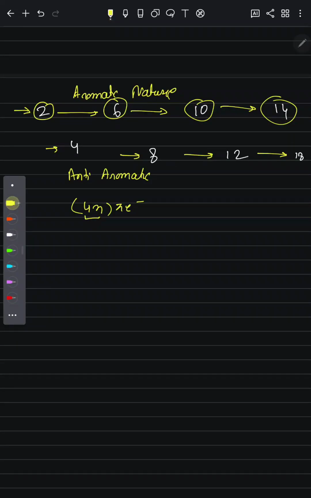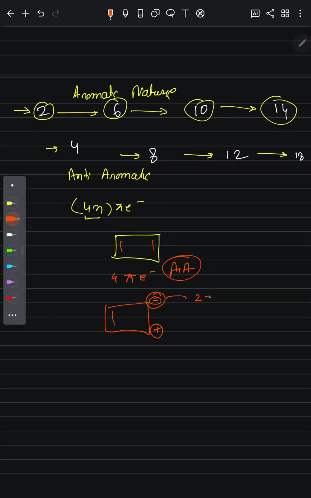There are some examples of anti-aromatic compounds. Some examples are just like this. This has 4 pi electrons, so it is an anti-aromatic compound. In another example there is also a negative charge, which is counted as 2 pi electrons, and this pi bond is counted as 2 pi electrons, so the total will be 4 pi electrons. It is also anti-aromatic in nature.